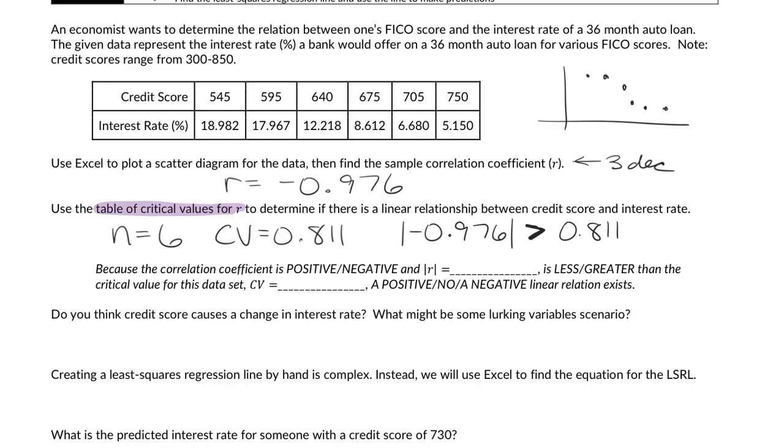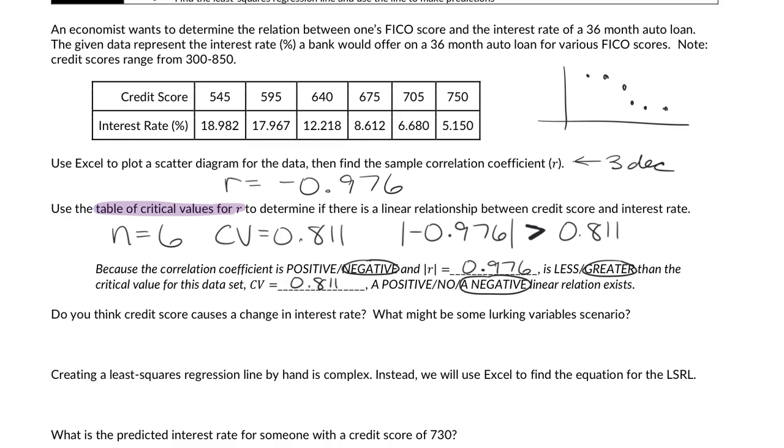Now, the book has you answer this sentence that was weirdly worded, so I've put it here so we can practice. We would say that because the correlation coefficient is a negative number and the absolute value of R is 0.976, since that number is greater than the critical value for this data set, which is 0.811, we can claim that this negative linear relationship exists.